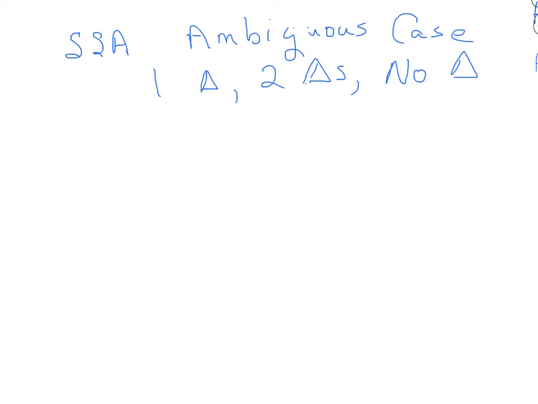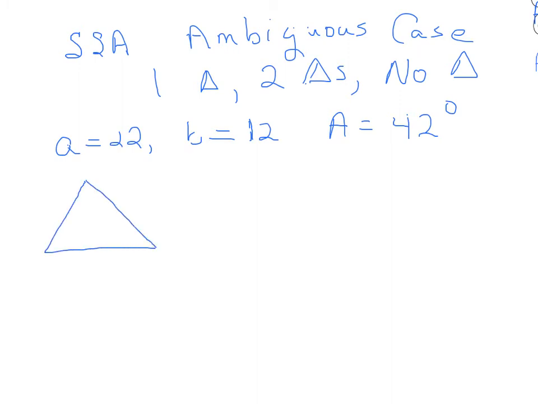investigation. All right. So if we're given that side A is 22, side B is 12, and angle A is 42 degrees. I'm going to go ahead and draw a triangle. It's not a right triangle, so we can't use the Pythagorean theorem.